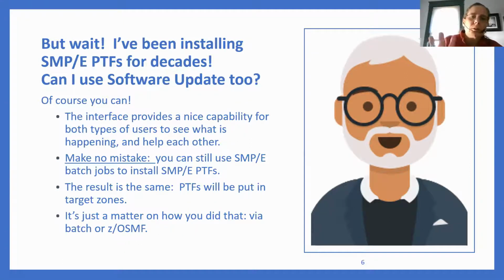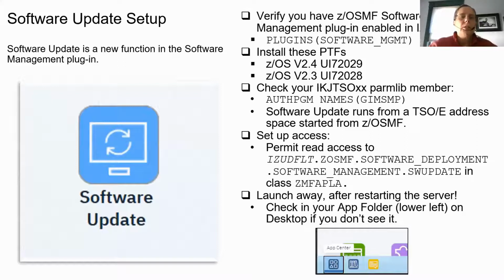The user mod or the PTF or the sysmod, it gets into the target zone. So I can't tell if a PTF has been put on in a target zone. I can't say which way it happened. I can't say whether it was the old legacy batch way in JCL or whether they used z/OSMF software update. It doesn't matter, because at the end of the day, it's exactly the same thing that you have on the system. Okay. All right, so let's look at the setup of software update first.